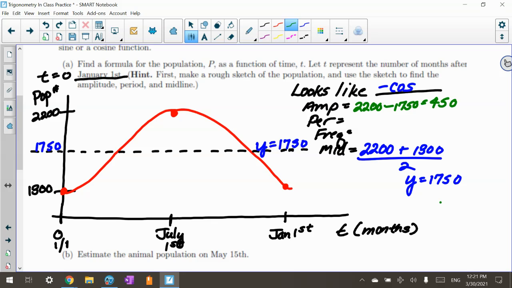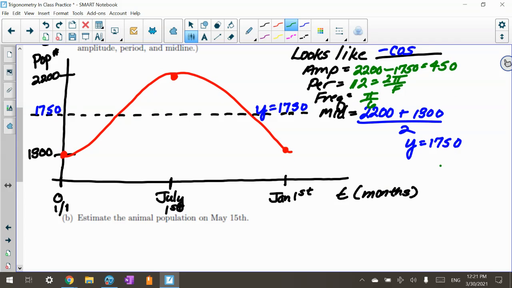Because my period, this is a graph, I look at it. Now, I get it's 1 year, but we're talking the time is in months. So your period is going to be 12 months, which equals 2 pi over my frequency. When I solve for my frequency, I get pi over 6.